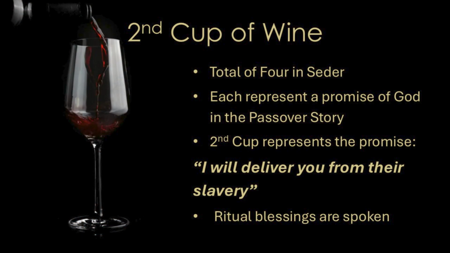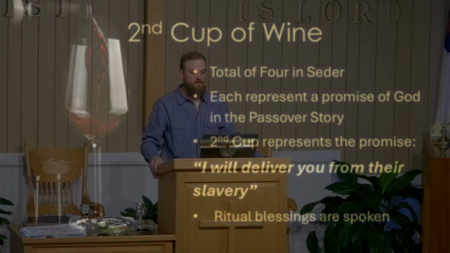So after reciting of the 10 plagues, they've got their glass of wine, number 2, before them. This is where they take part in the second cup of wine. Again, there are 4 total in the Seder. This is the second one, each representing a promise. This second cup represents the promise of, I will deliver you from their slavery. So at this point, you can go ahead and take the second cup. Again, ritual blessings and praises are spoken over this second cup of wine.